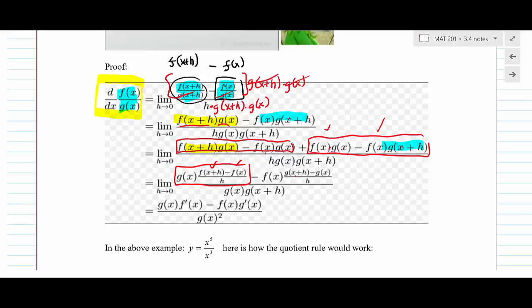Did you follow that at all? I don't know. I'm always curious. Okay? Because that's kind of what you get into as you study math at a higher level. You start looking at proofs and where things come from. Okay? And that's the idea of where the quotient rule comes from.